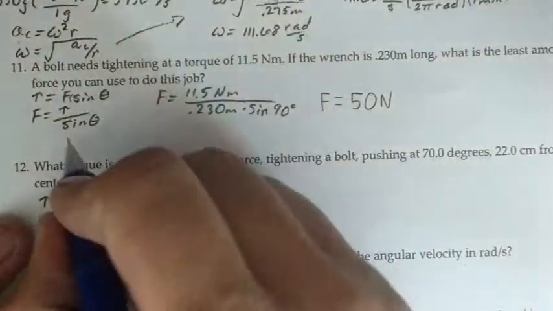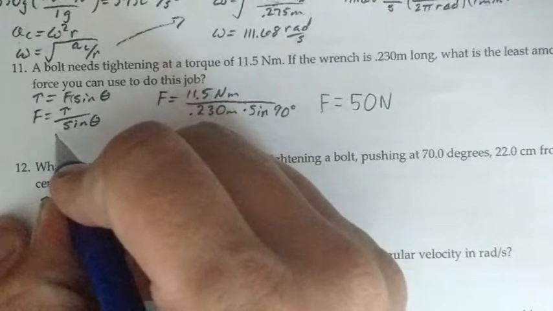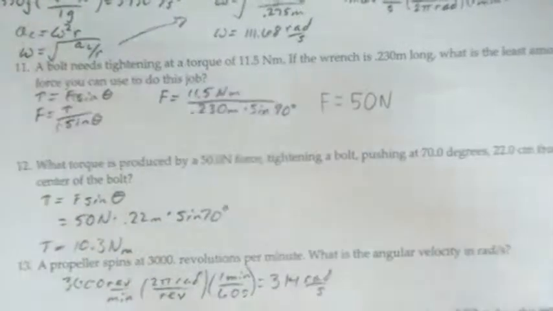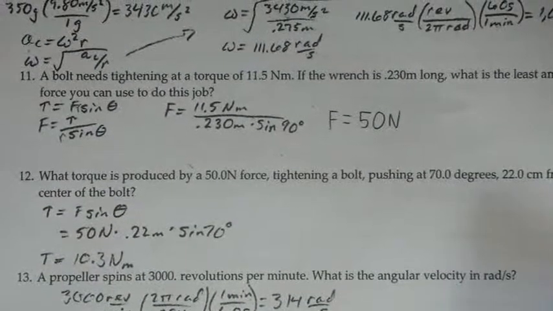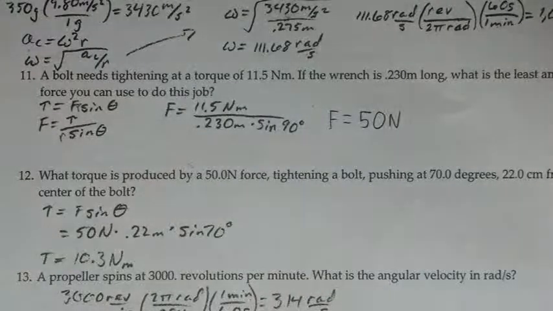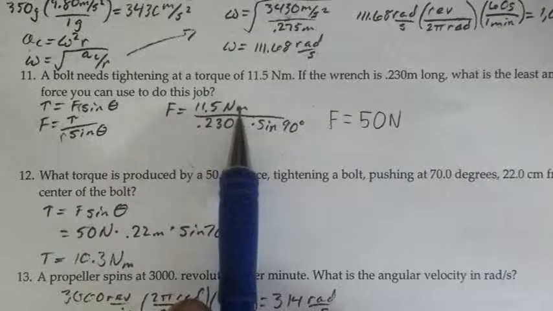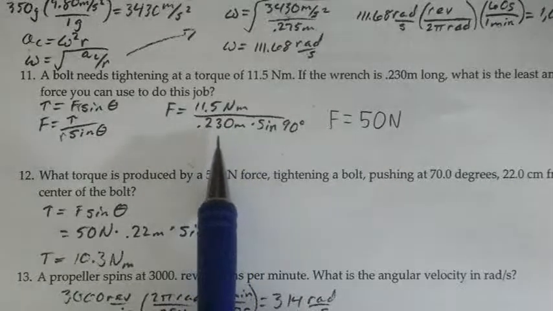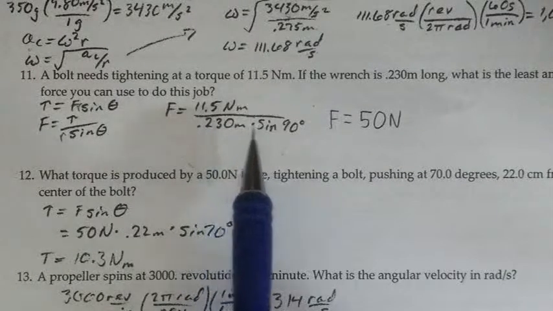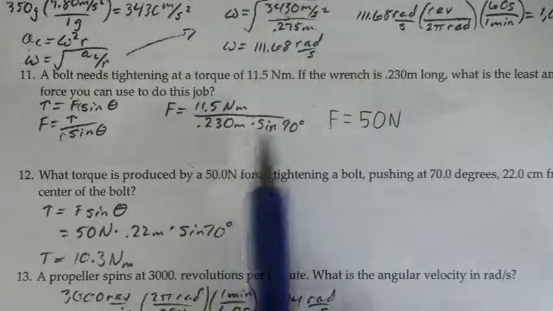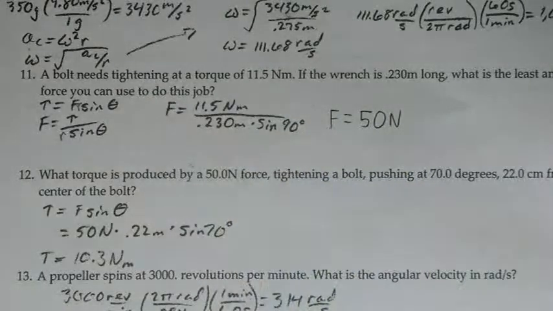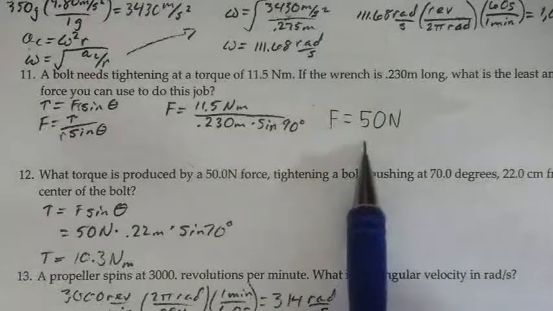And then we get tau over R sine theta. Sorry. So the force is equal to the torque needed over the radius of the wrench in meters. That was easy, it was given to us. And the sine of the angle being used, and you end up with 50 newtons.